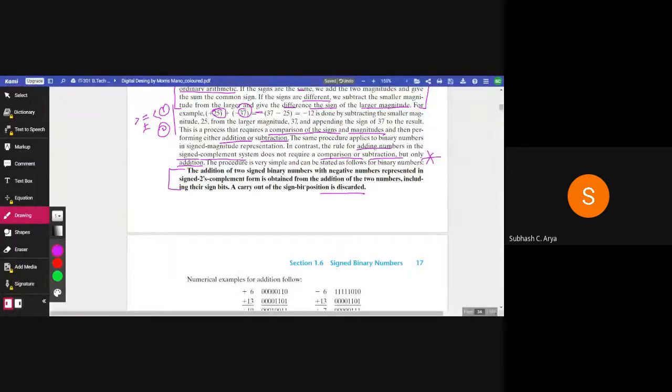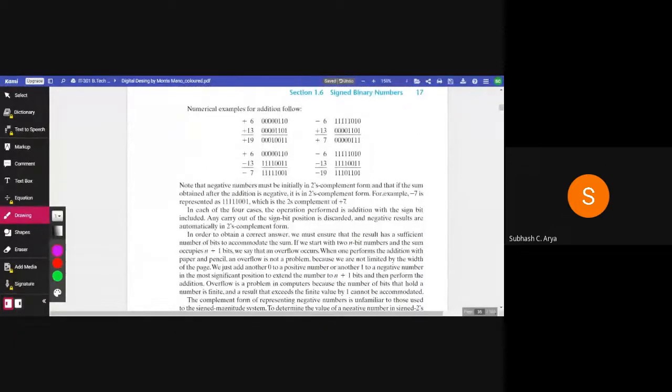Whenever we are doing the operation of addition, or even subtraction, the addition of two signed binary numbers with negative numbers represented in signed 2's complement form is obtained from the addition of two numbers, including the sign bits. Okay. Here an example is given. This is the bigger example. I will take a smaller example.